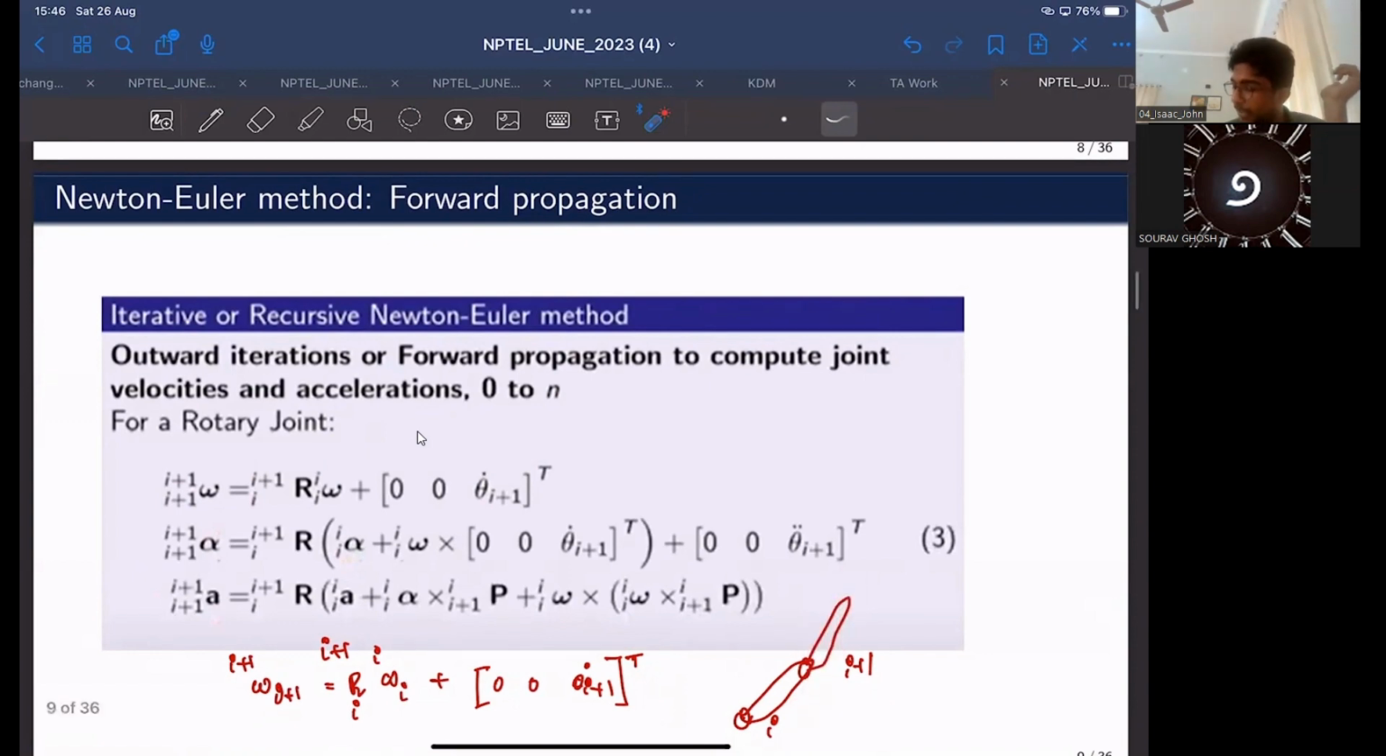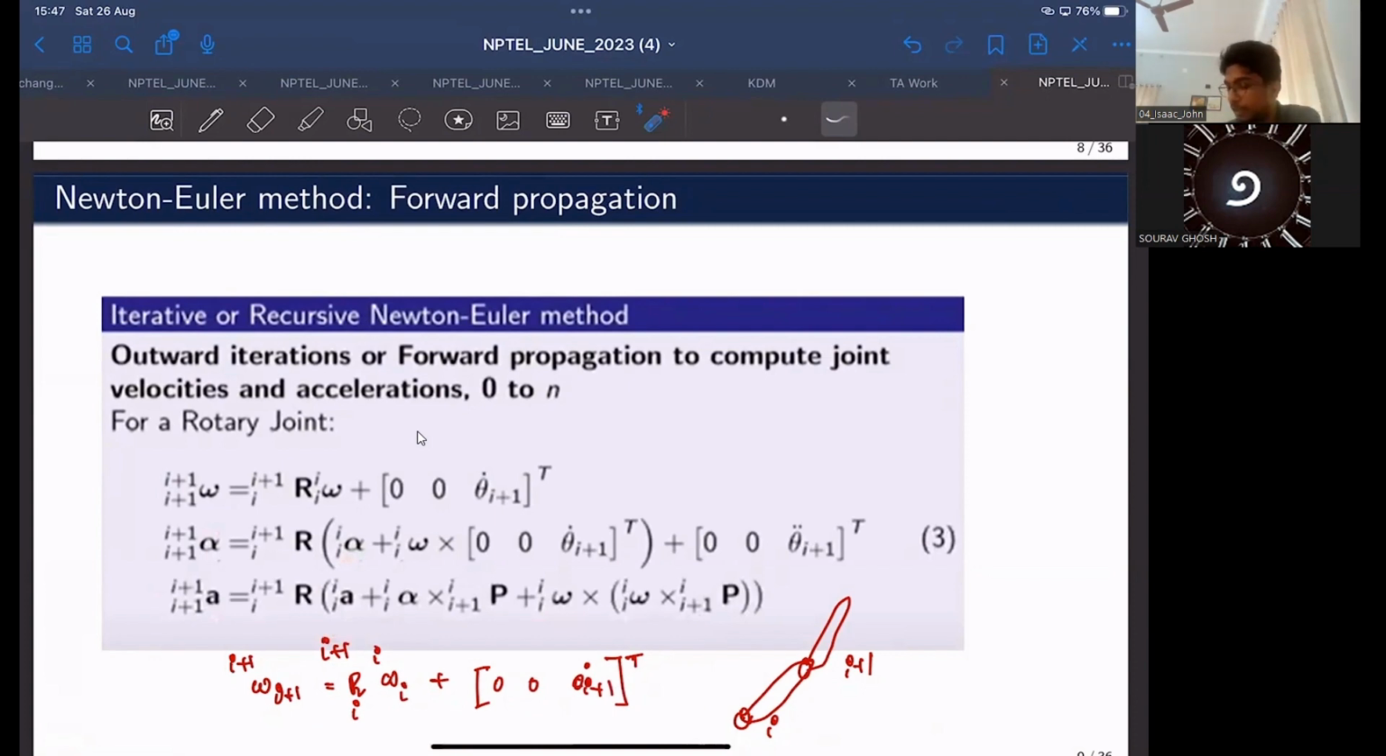So that is by default with respect to the I+1 frame. We don't need to write a special superscript over here because this is already implied. Eta I+1 is always expressed with respect to the Zi+1 frame. It should be apparent from the DH convention also. So that is what this equation is doing.